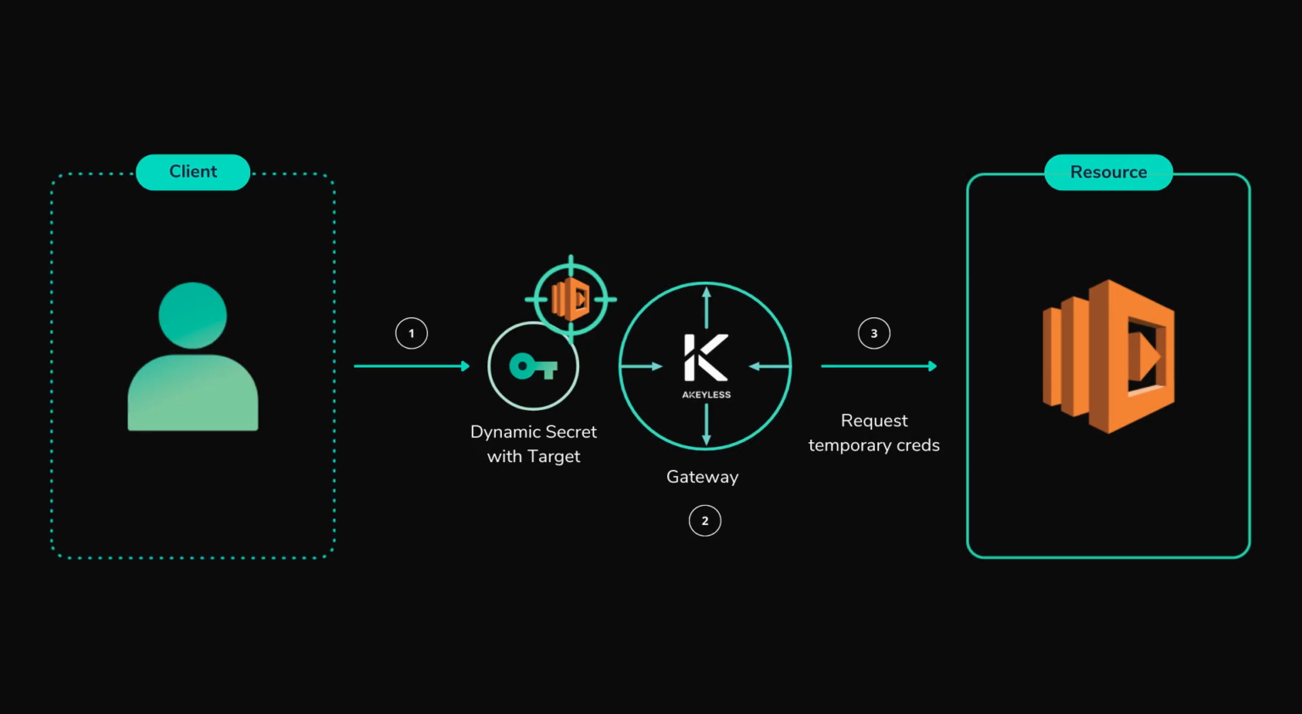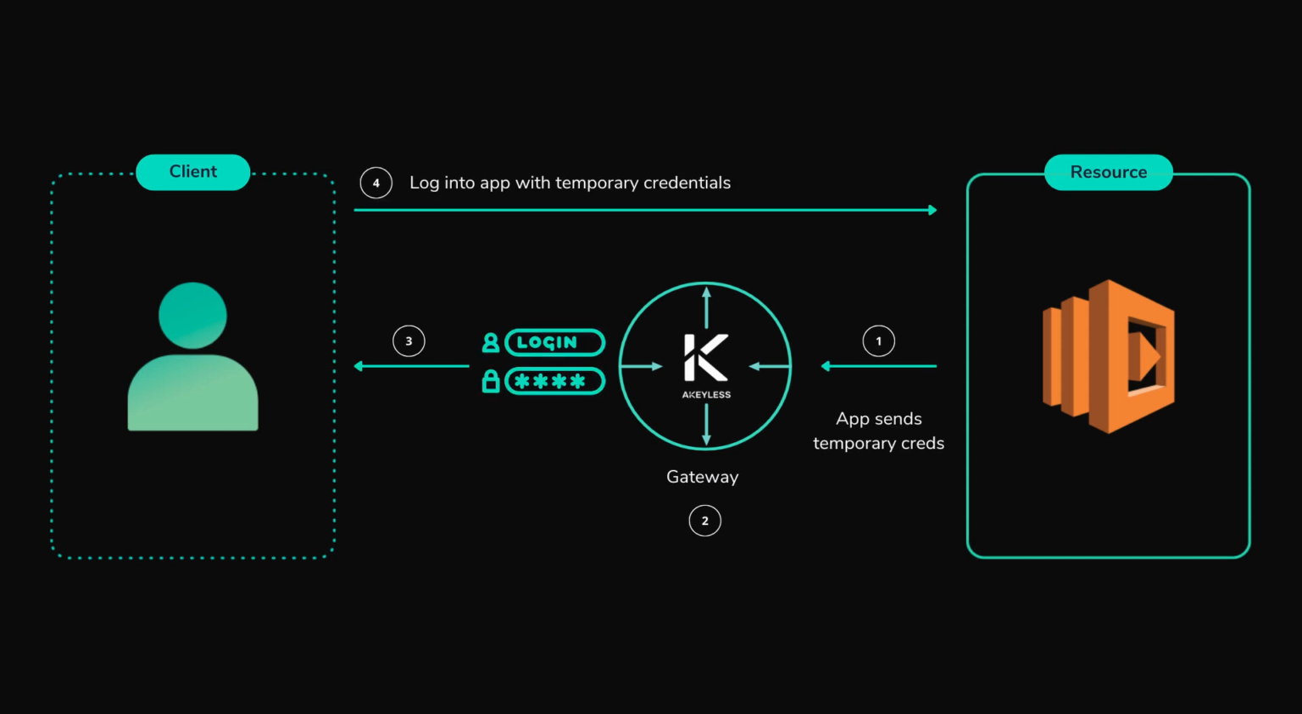In practice, a user requires dynamic secrets to get temporary credentials and access resources. By using the target along with the gateway, Akeyless requests a temporary username and password from the resource. It then sends the credentials back to the user who logs into the application with those credentials. After the specified lifetime of the credentials expires, they are deleted from the application.